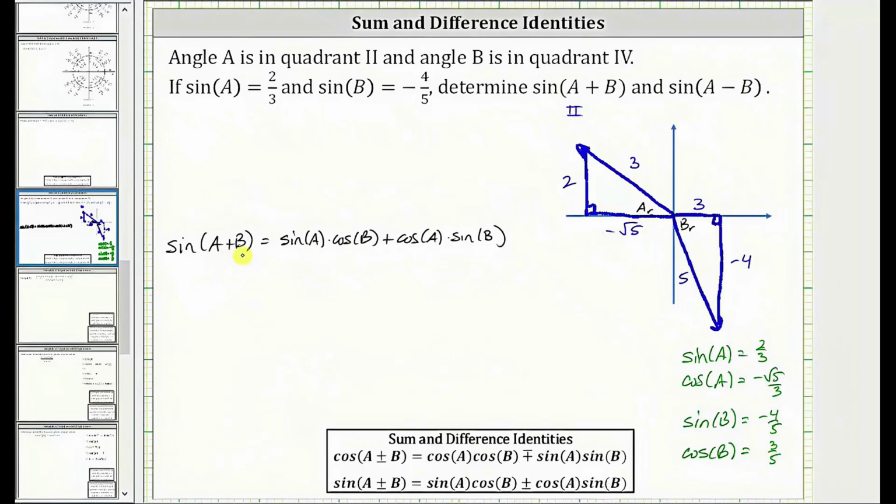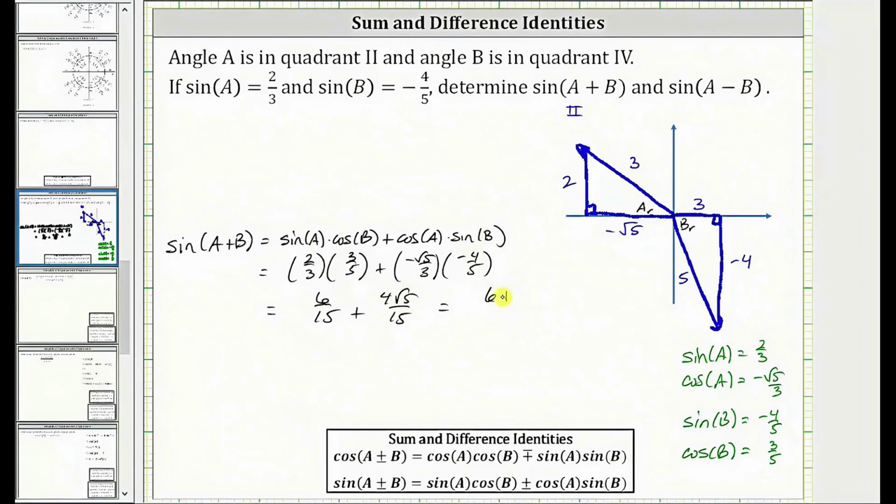And therefore sine of the quantity a plus b is equal to sine a, which is 2/3, times cosine b, which is 3/5, plus cosine a, which is negative square root 5 divided by 3, times sine b, which is negative 4/5. Simplifying, we have 6/15, and then plus a negative times a negative is positive, and therefore this is plus 4 square root 5/15, giving us the quantity 6 plus 4 square root 5, all divided by 15.